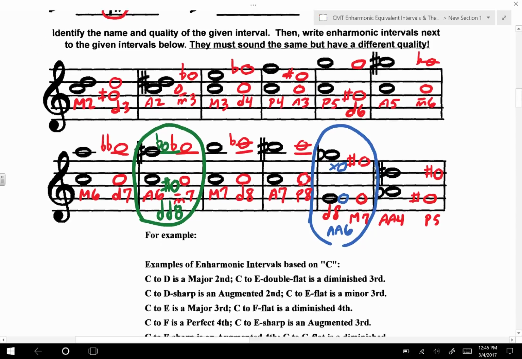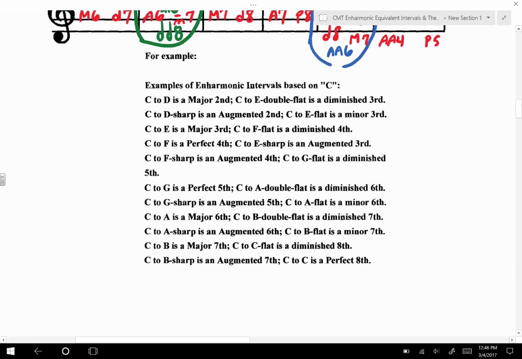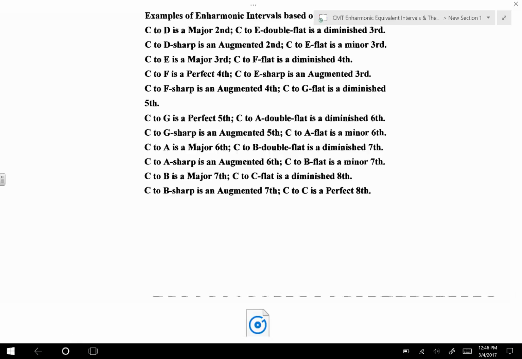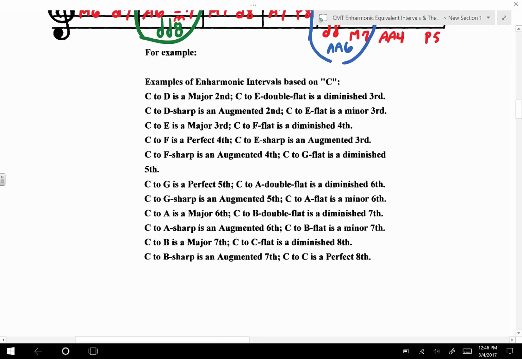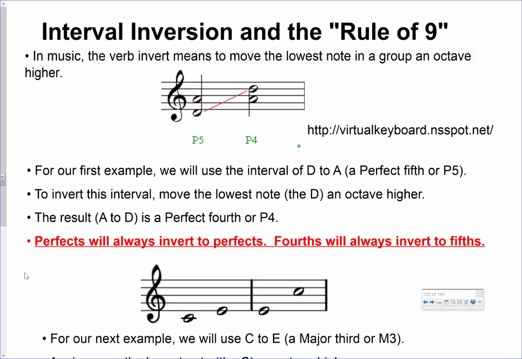Okay, so at the bottom here are examples of enharmonic intervals based on C, and you could take a moment to read that while we get ready to talk about our next topic, which is the rule of 9. Now it's on to interval inversion and the rule of 9.